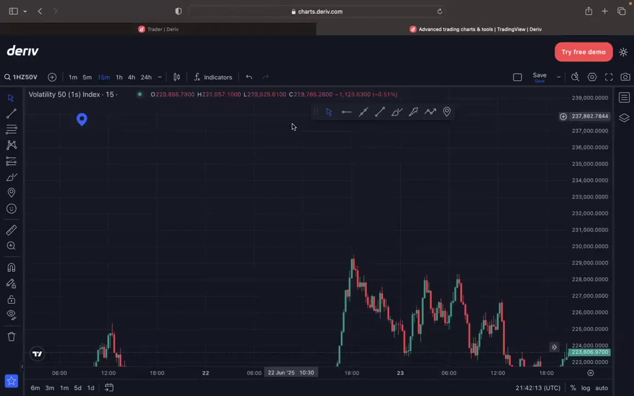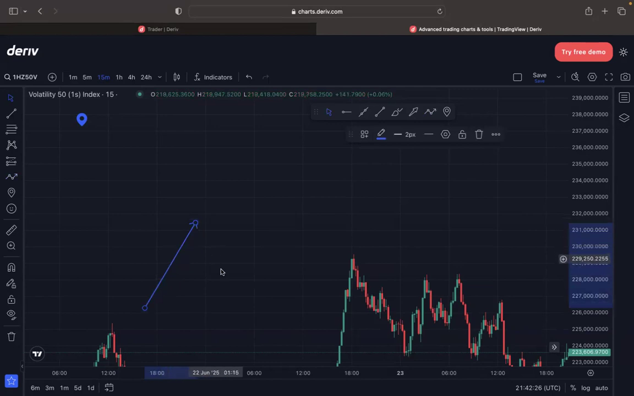Market structure is simply the movement of the market. It's simply the move. It's not difficult. Again, forex trading is not difficult if you really understand. You just need to understand the whole concept. It's just simply the movement of the market.